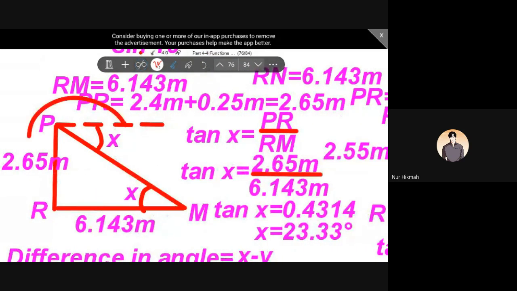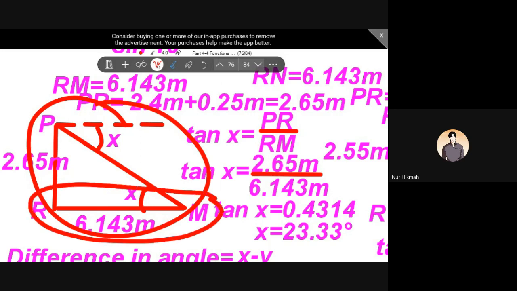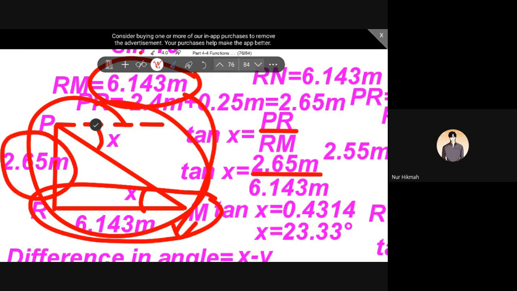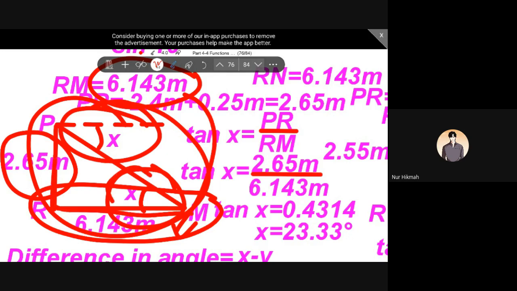Kamu akan dapat segitiga yang ni. Okay. So, RM kamu dah cari 6.413 kat atas ni. Kamu gantikan saja kat bawah. And just now jarak menegak kamu 2.65. Sekarang kamu nak angle of depression ni. So can I ask you, apa rumus trigo yang kamu guna? What is the trigonometric function you use? Kalau kamu ada PR dan RM kat sini, macam mana nak cari X yang ni? What is the trigonometric function?